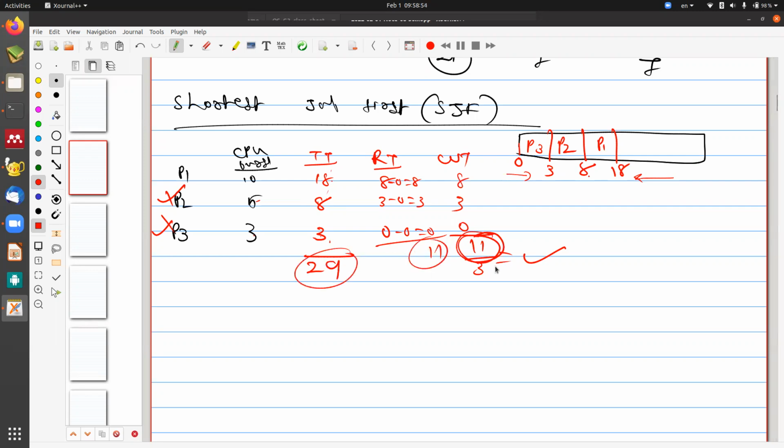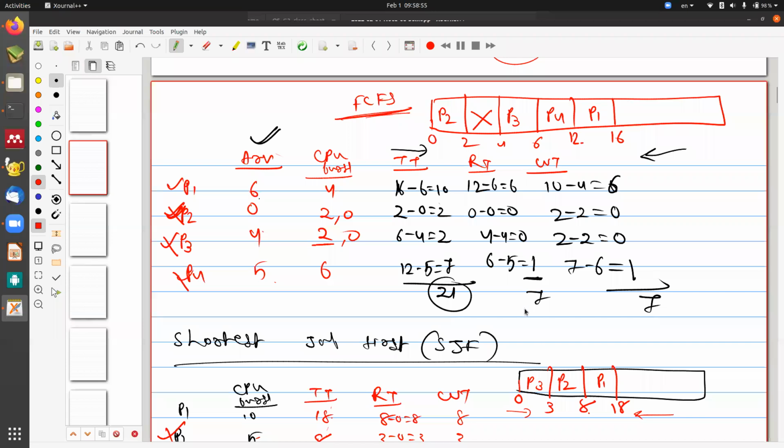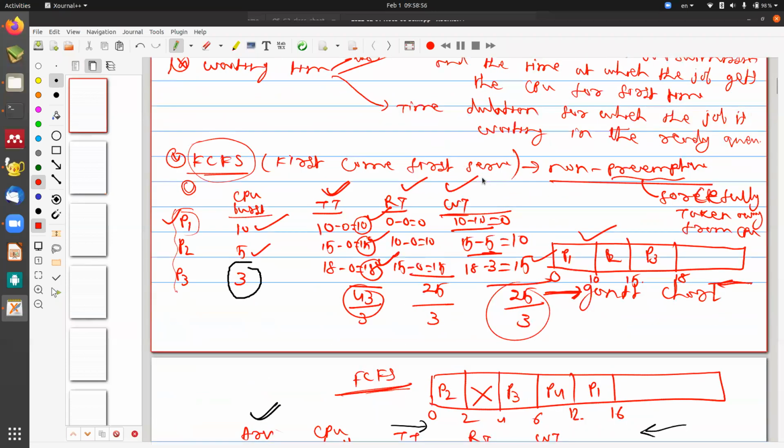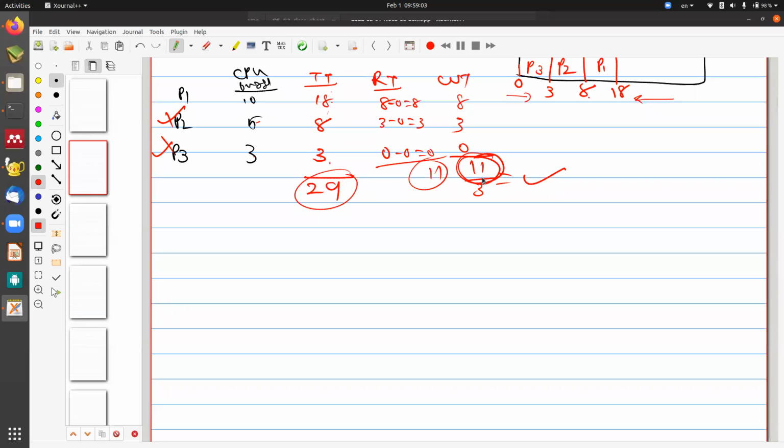Now if you compare this with the earlier one, there the total waiting time was 25, but here it is 11, much less. So what did you understand? If you apply shortest job first, it performs better because the short jobs are executed first. So the longer job has to wait for a shorter period. If the longer job is executed first, the shorter jobs present later have to wait longer.